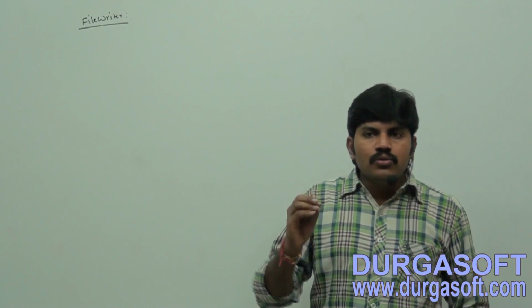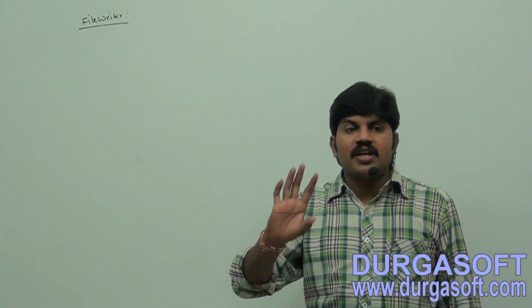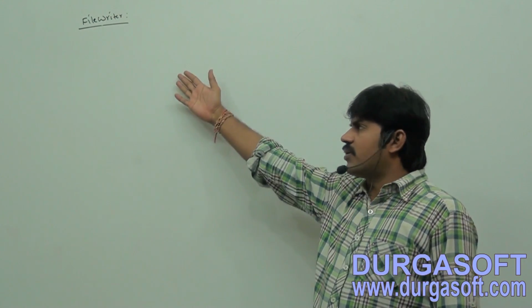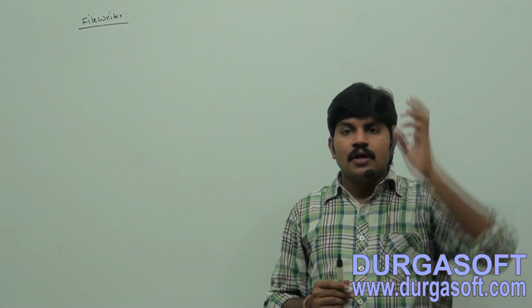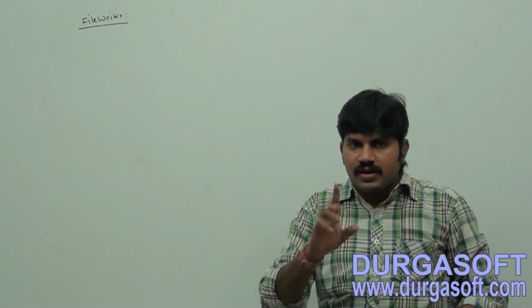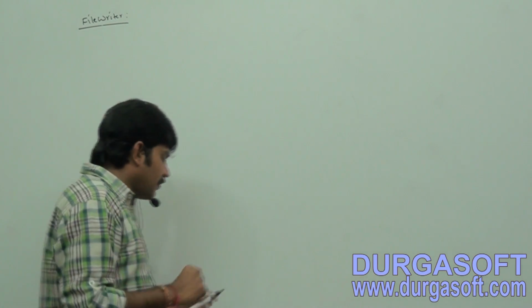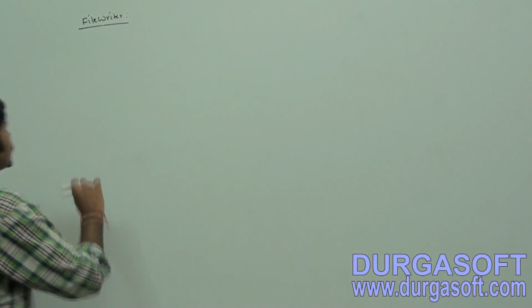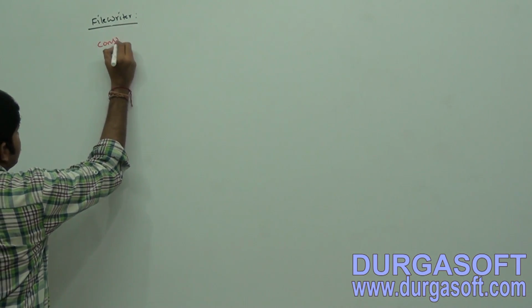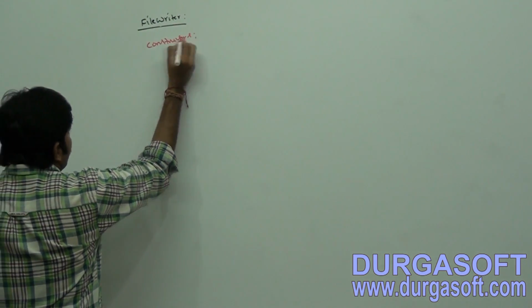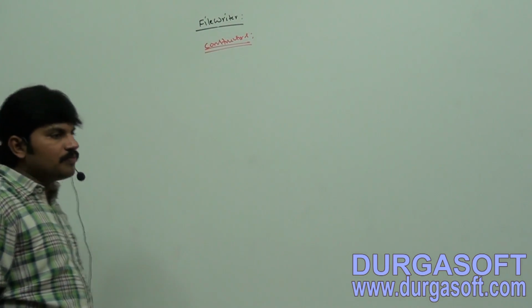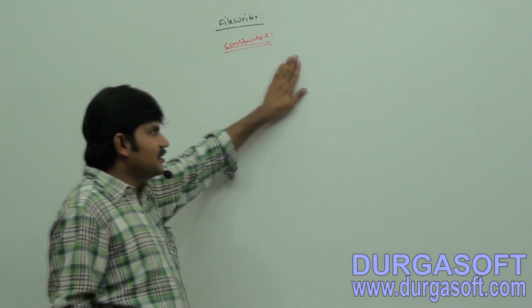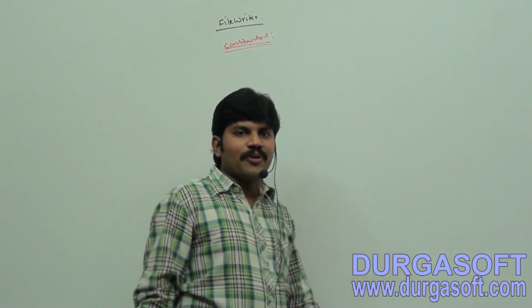Now how to create a FileWriter? What are the various constructors? Simple, one word: what is the purpose of FileWriter? To write data to the file. How to create a FileWriter object, that one compulsory you people should be aware of. Constructors, very important.